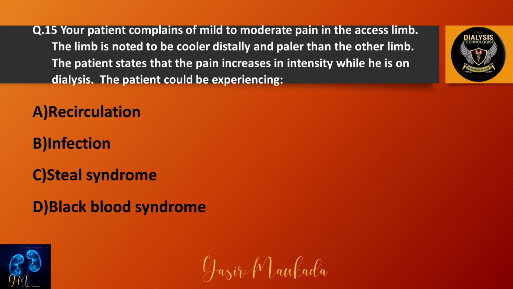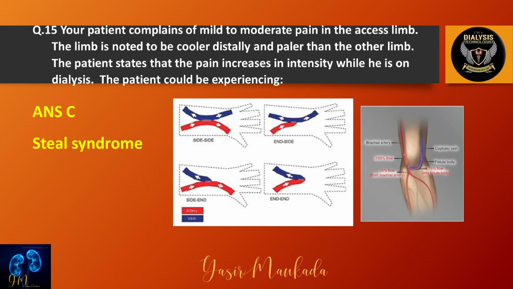The limb is noted to be cooler distally and paler than the other limbs. The patient states that the pain increases in intensity while he is on dialysis. The patient could be experiencing option A, recirculation, option B, infection, option C, steal syndrome, and option E, black blood syndrome. So the correct answer is option C, steal syndrome.